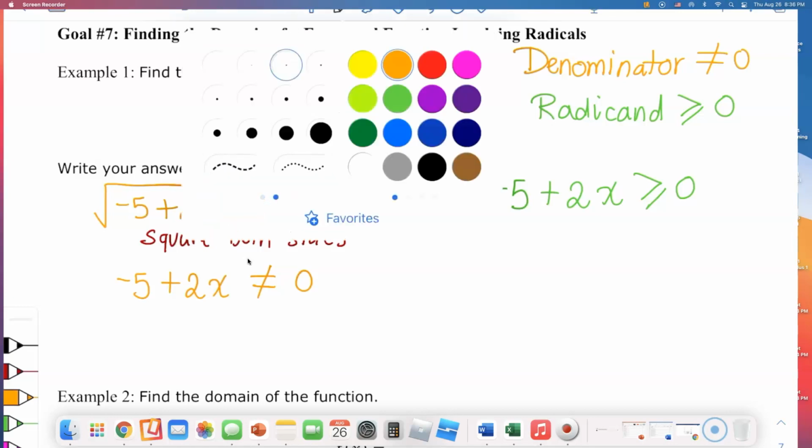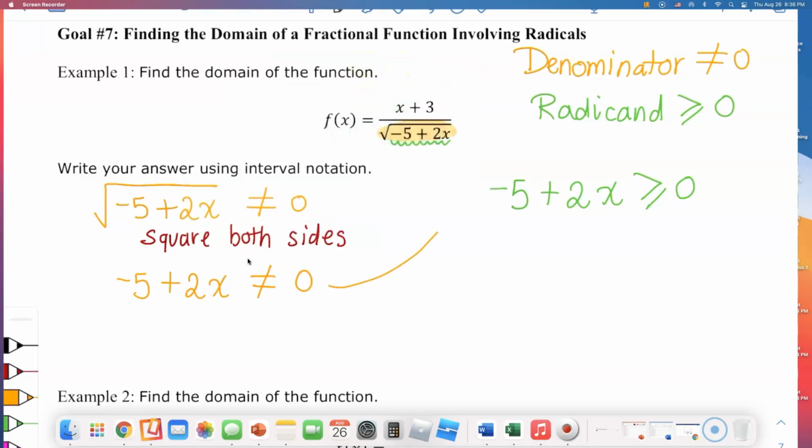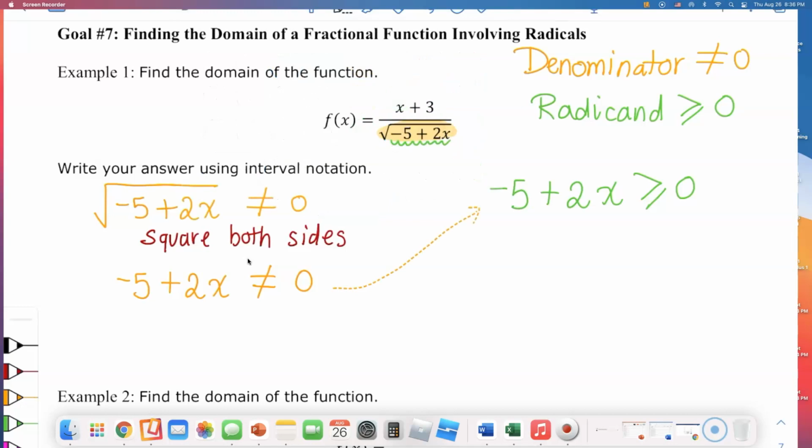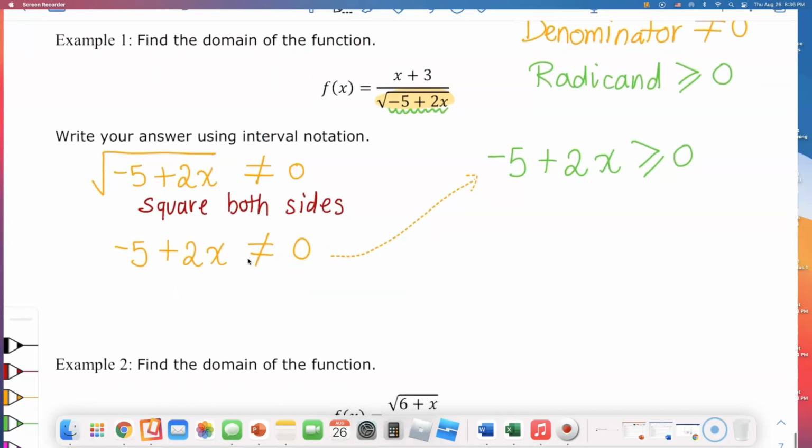Do you see that this orange piece is telling us negative 5 plus 2x should not be equal to 0, right? So I was about to set it greater than or equal to 0, but what they are saying is, hey, the inside part cannot be equal to 0 because if the inside part is 0, the entire square root turns into 0. And we are not allowed to have 0 in the bottom of the fraction.